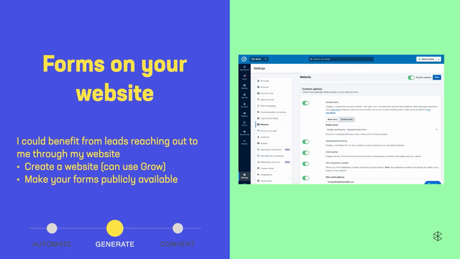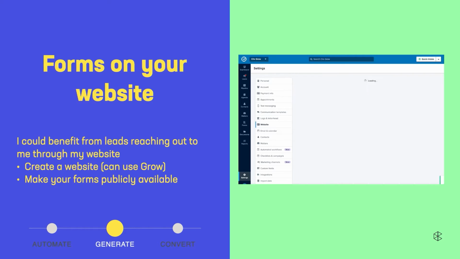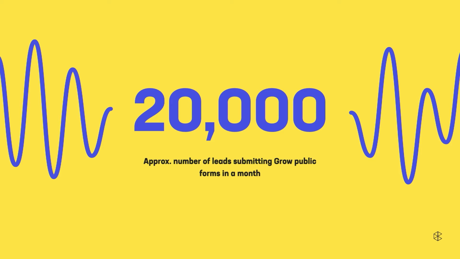And this is what the website builder looks like. You just configure, I want this, I don't want this, I want this, I don't want that. And then you can publish the website there, it's live. And because of public forms being such a major tool that helps law firms, we see roughly 20,000 legal matters get created in Grow with all the customers in any given month, just simply using publicly available forms.